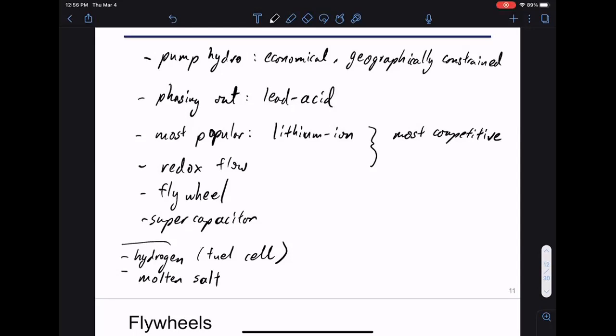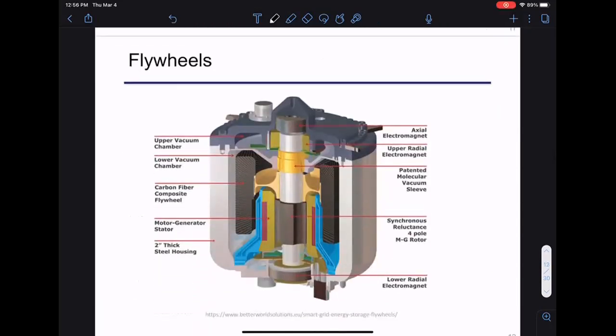All right, so let's quickly go through these different technologies. This is a flywheel. A flywheel is basically what the name says it is. It's a big spinning wheel. This stores power as mechanical energy. Basically, you put in power, you spin a rotating mass, and if you need power from it, you can get power out of it.